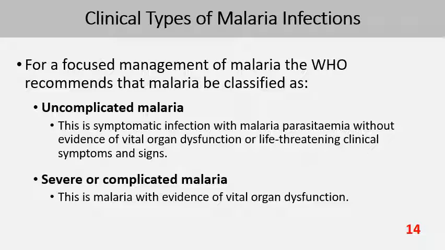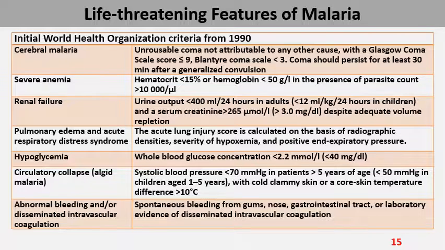Now, the other aspect of malaria is the severe or complicated malaria. This is described as the presence of evidence of vital organ dysfunction. The life-threatening features of malaria, which characterize severe malaria, were first defined by WHO in 1990, and the list is as shown on this slide and the next one.